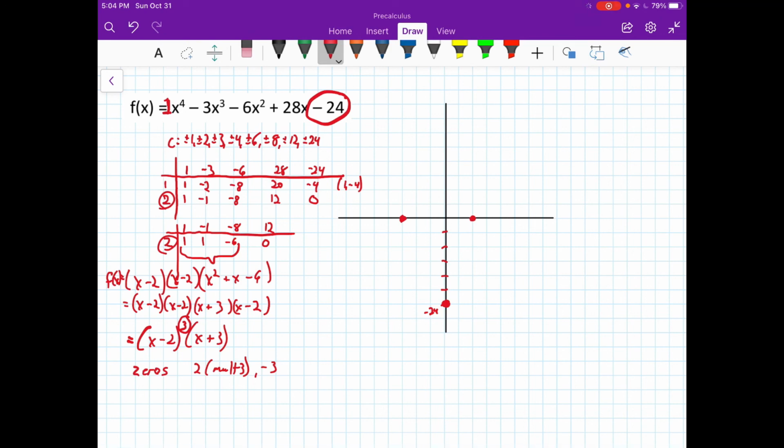So our end behavior, or our tails, this is even and positive, so both tails are going to go up. So let's just put both up. There's not any special symmetry here. It's not an even or odd function.